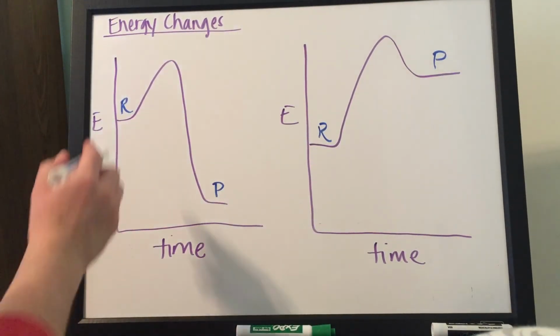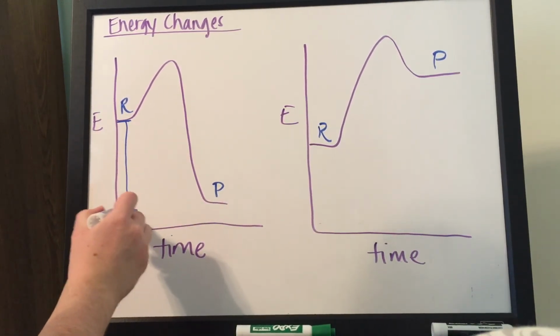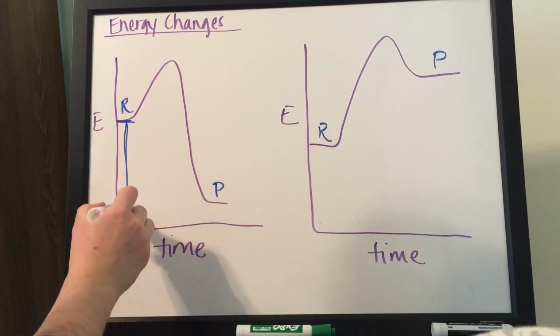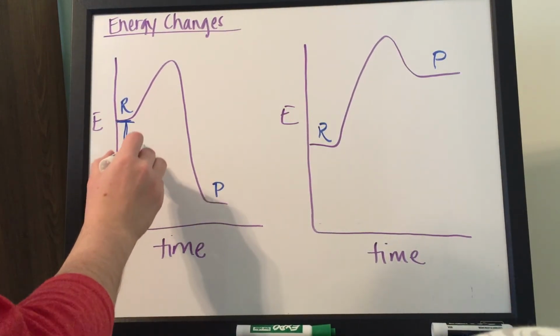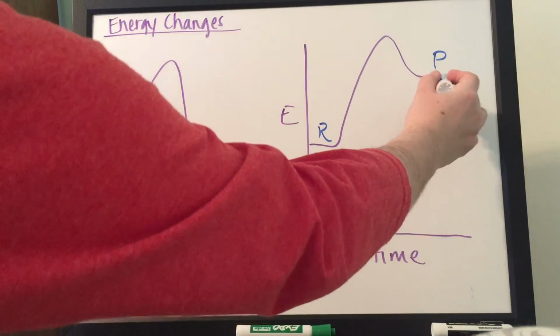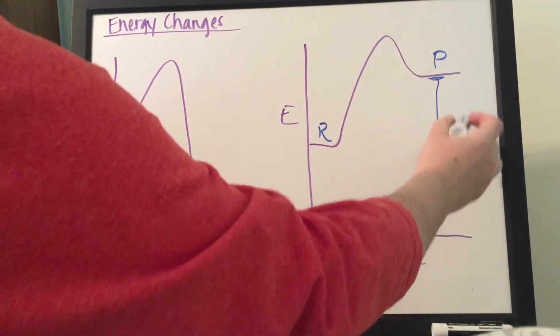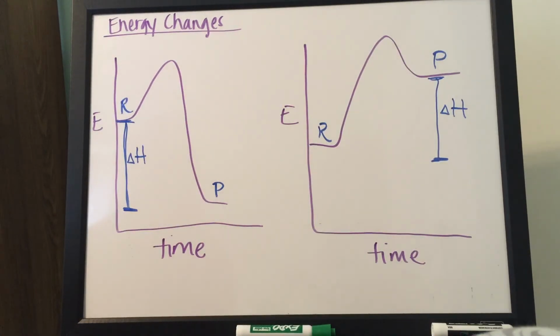All right, again, from our discussion in thermochem, we should be able to identify what this change in energy between the reactants and the products is. That's delta H, or Q, right? Enthalpy, heat of the reaction. And again here, the difference in energy between the products and the reactants, that's delta H, or Q, whichever you would prefer to call it.